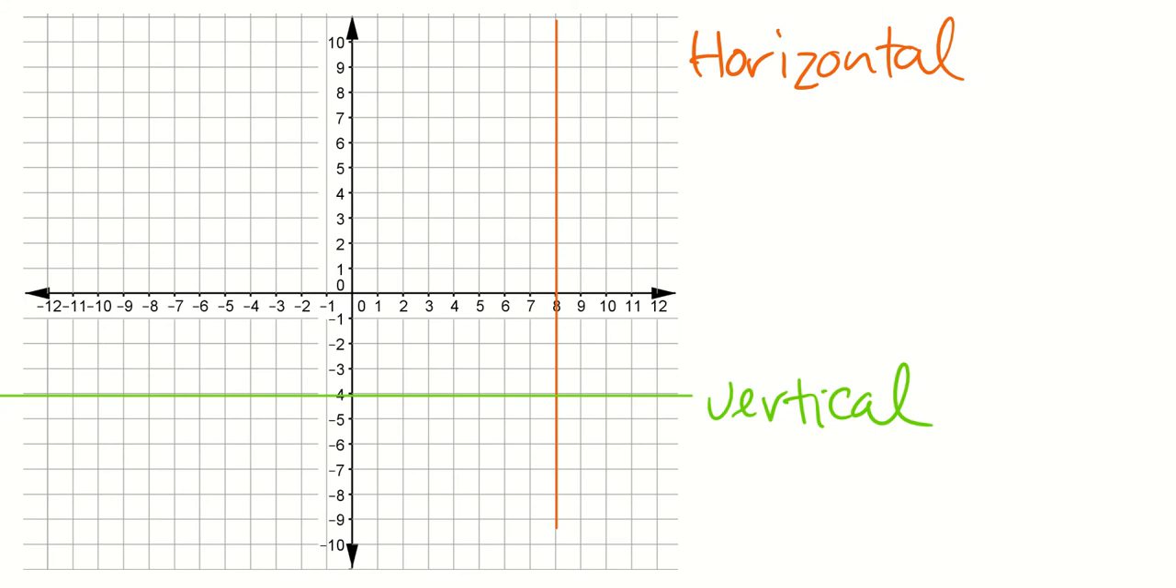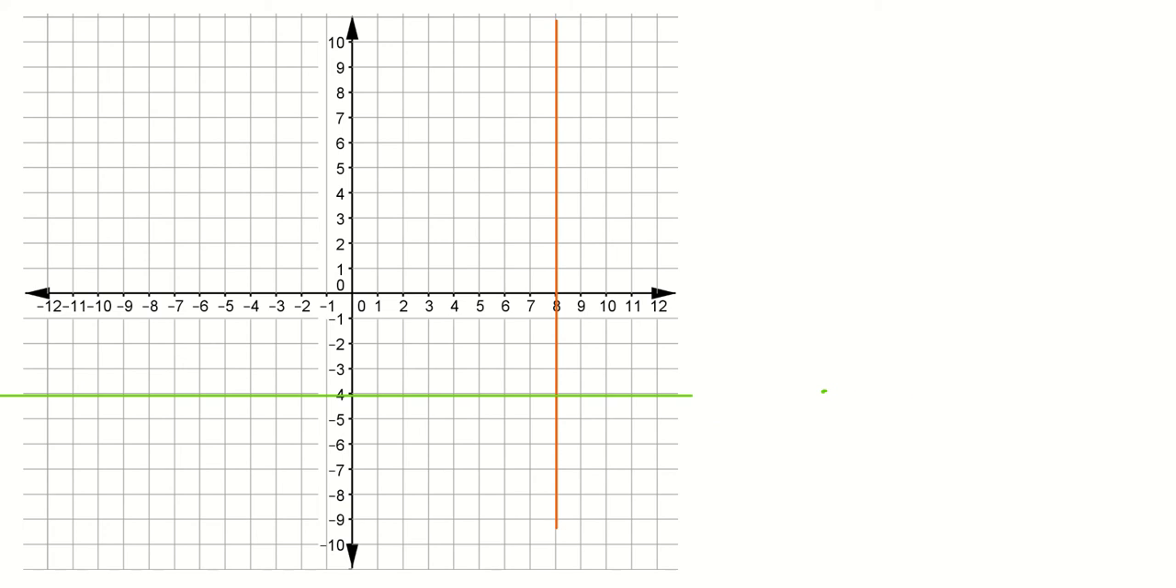I've sketched 2 lines in the Cartesian coordinate plane. The one in orange is not a horizontal line. The one in orange is a vertical line. So let me change that. The orange line is vertical. The green line is horizontal.